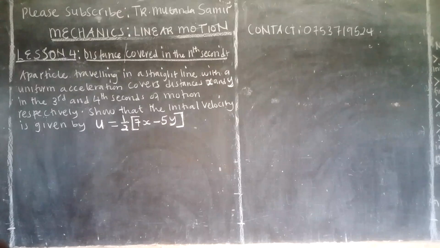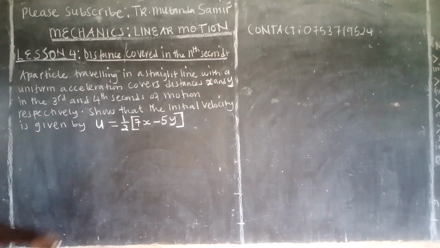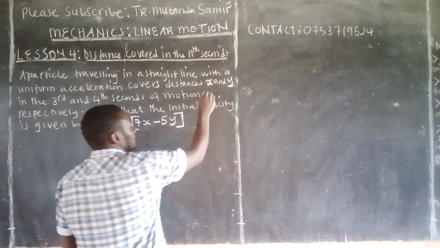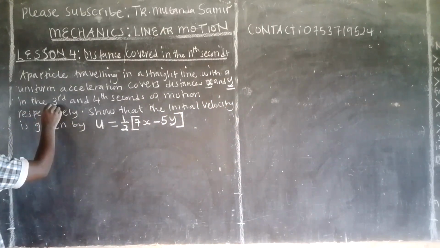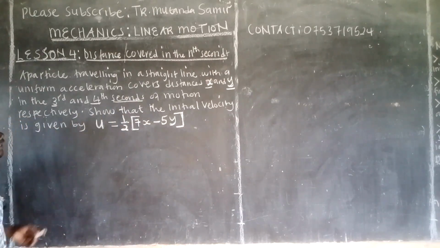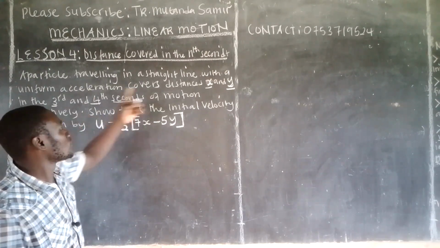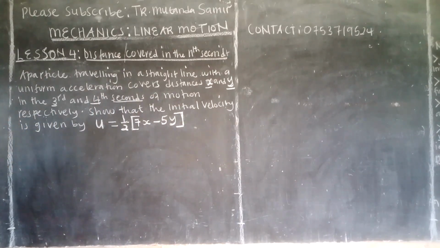So we have a particle traveling in a straight line with a uniform acceleration. I told you whenever I see the words uniform acceleration, just know you're going to use the other three equations of motion. It covers distances x and y in the third and fourth seconds of motion respectively. Respectively means that the third goes with the x, the fourth goes with the y.